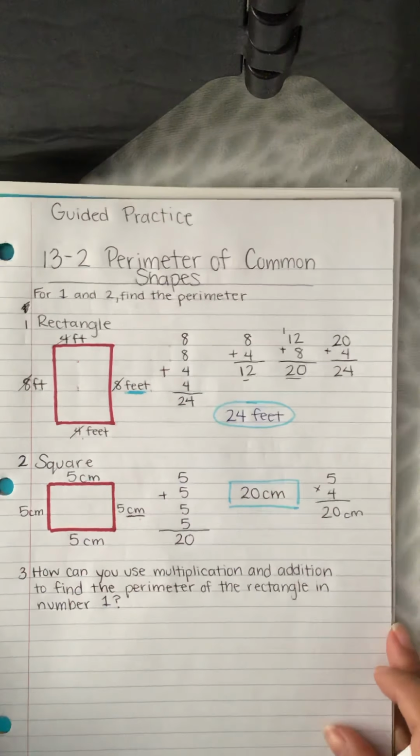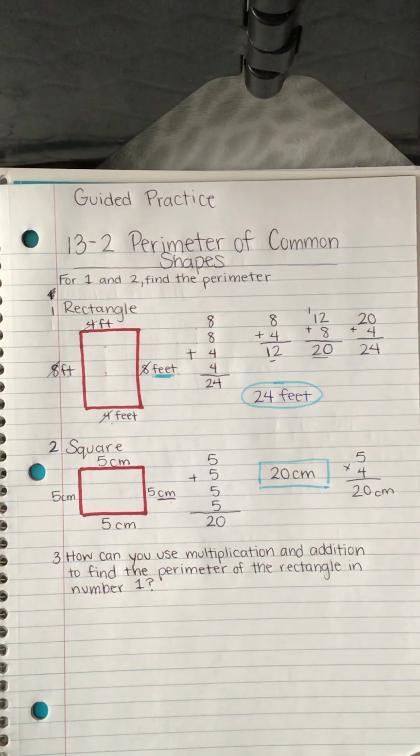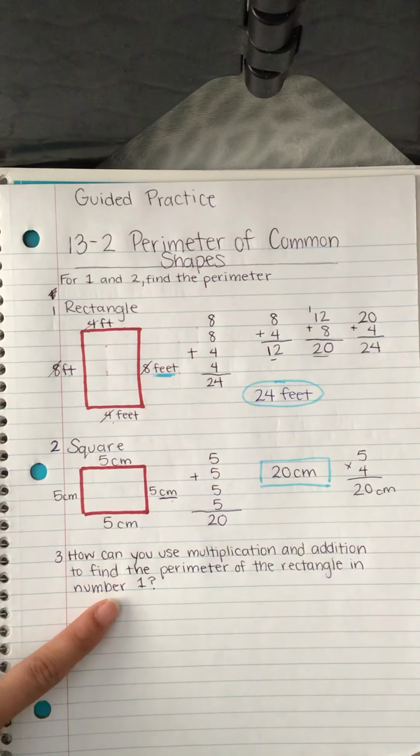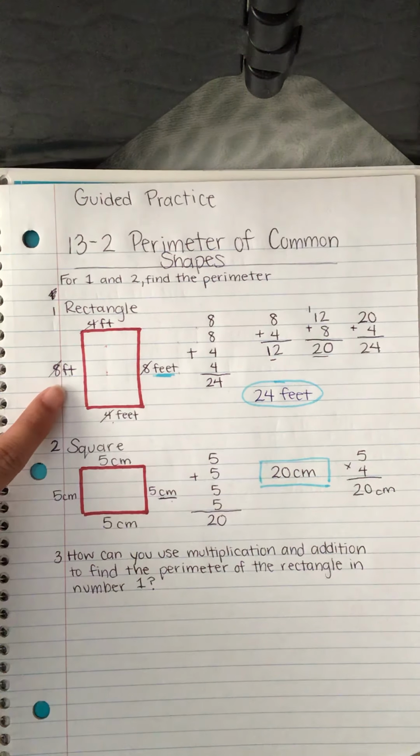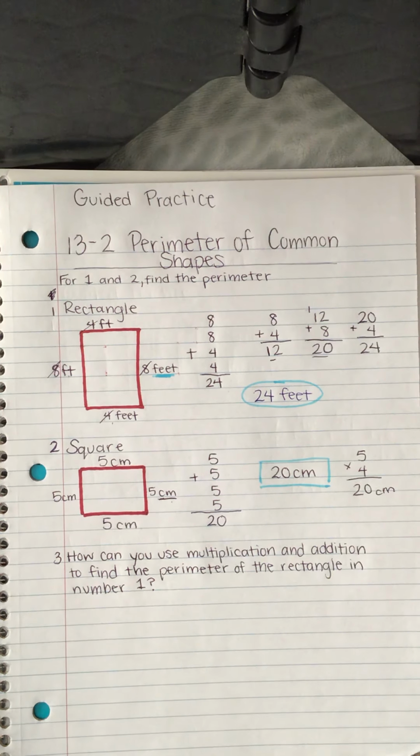So for number 3, it says, how can you use multiplication and addition to find the perimeter of the rectangle in number 1? So how can we use multiplication and addition to find the perimeter in number 1? I'll give you a second to think about it. How can we use multiplication and addition?